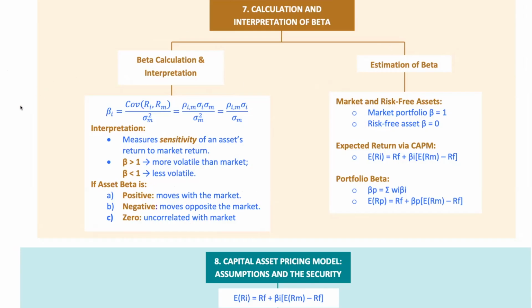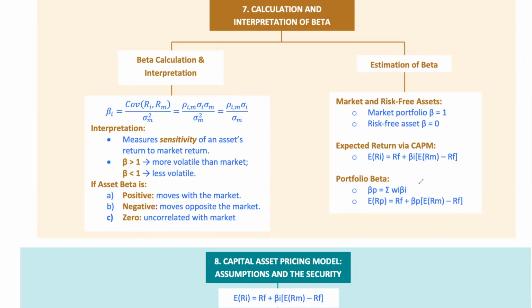Beta measures systematic risk, the part you can't diversify away. That's why CAPM, the capital asset pricing model, builds everything around it. So we plug beta right into the CAPM equation. Expected return equals the risk-free rate plus beta times the market risk premium. The higher the beta, the higher the expected return you should demand because you're taking on more systematic risk.